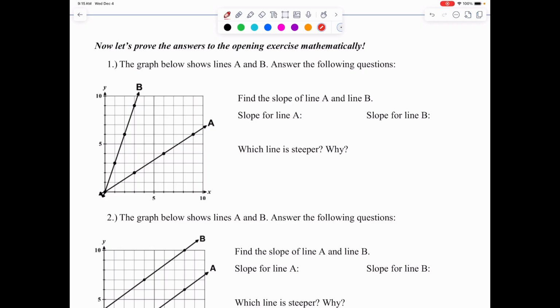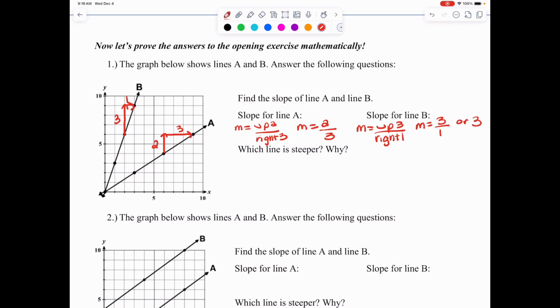Points are already plotted for me, so I'm going to pick these two. I'm going to go up 2 to the right 3. So m equals up 2, right 3. Which means my slope is up 2 is positive, right 3 is positive. My slope is 2/3. If we do the same thing for line B, I go up 3 to the right 1. So m equals up 3, right 1. So that means m equals up 3 is positive 3, right 1 is positive 1. So 3 over 1 or just regular old 3.